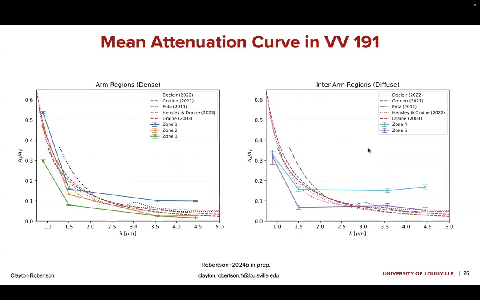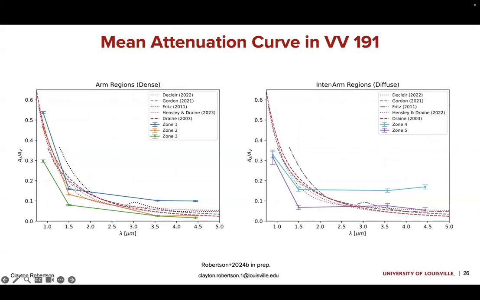In the red here, Hensley and Draine 2023 and Bruce Draine 2003 are dust grain models themselves. So these plots give insight not only on how the attenuation slopes agree with the literature in the near infrared, but also on the dust grain sizes throughout. And you see that there's more agreement in the dense arm regions versus the inter-arm regions themselves.